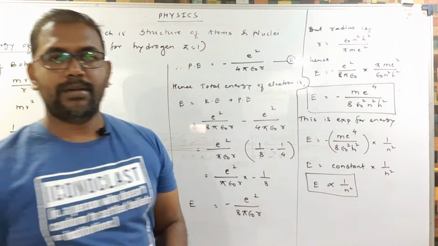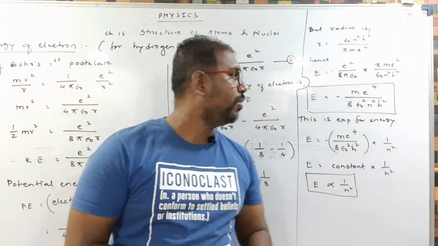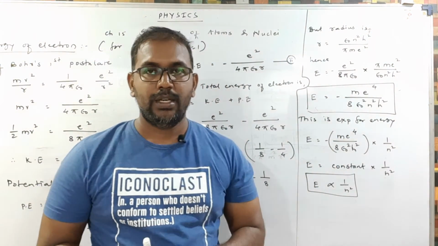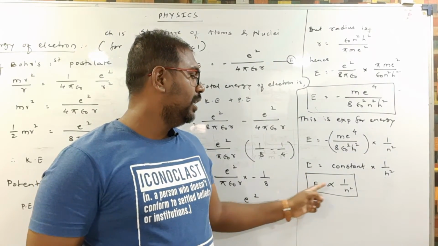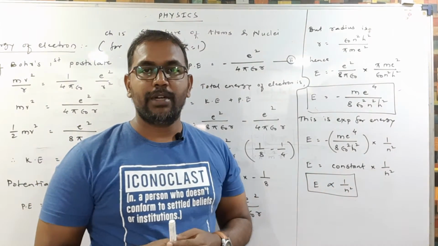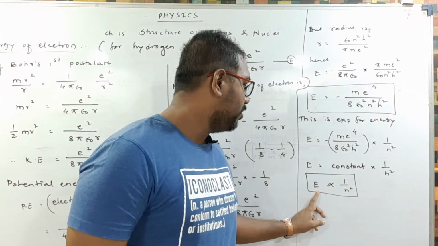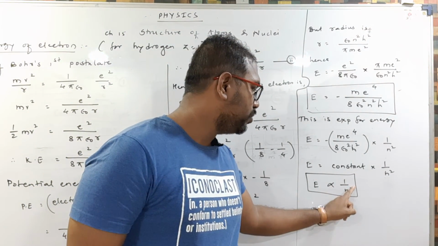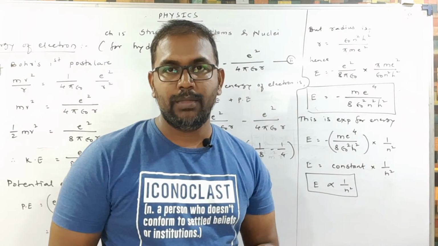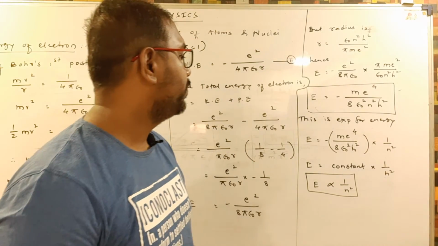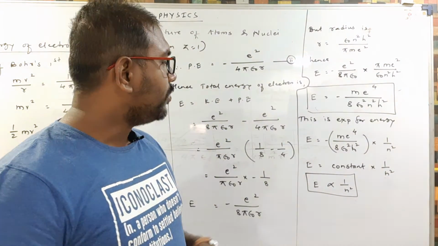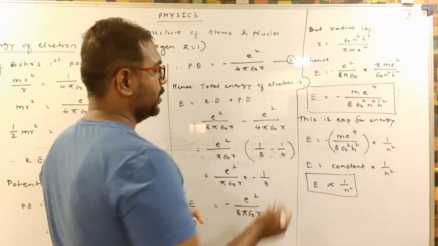A question may be asked on this article: obtain the expression for energy, you have to write up to this. Show that energy is inversely proportional to square of principal quantum number, then you have to write up to this. Energy of electron is inversely proportional to square of principal quantum number. The question may be asked in that way also.